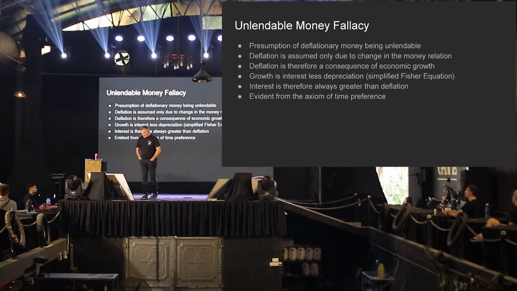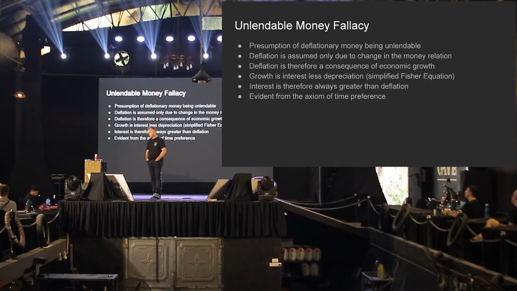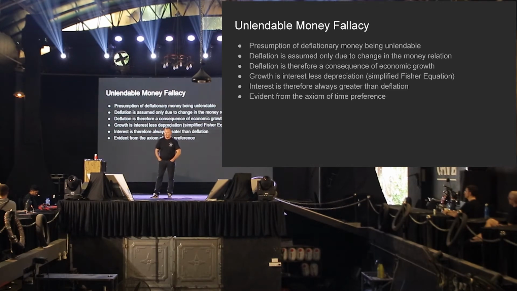So what's the basis of this? We have a fixed amount of money. Why do we assume that it goes up in purchasing power? The answer to that is always the same. It's a change to what's called the money relation, which is the ratio of the amount of money to the demand for the money. The money relation changes, the purchasing power of the money changes with it.